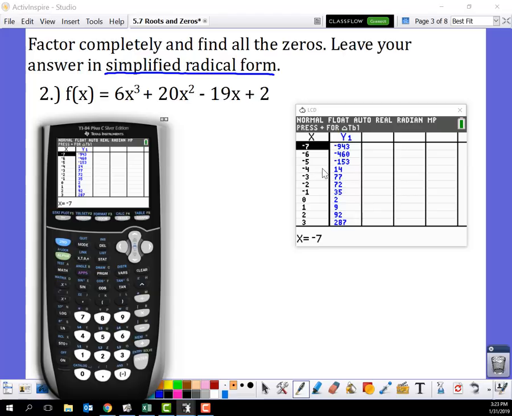How do you know that? Well, here's how I know. I look at the y values, and notice that when x is -4, y is 14. When I go to x equals -5, y becomes -153. So we go from positive to negative. Anytime you have a sign change like that, that means somewhere between these two x values you had to cross the x-axis.